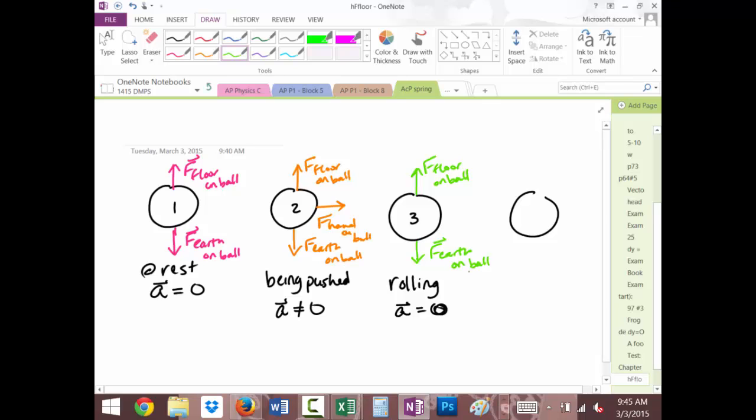All right. Last one. Number 4. Talk to me about what was happening to the ball in situation number 4. Anna, what you got? It was being stopped. And as a result of being stopped, was the ball accelerating? No? Or yes, it was. So the acceleration wasn't equal to 0. It was or was not? It was not.